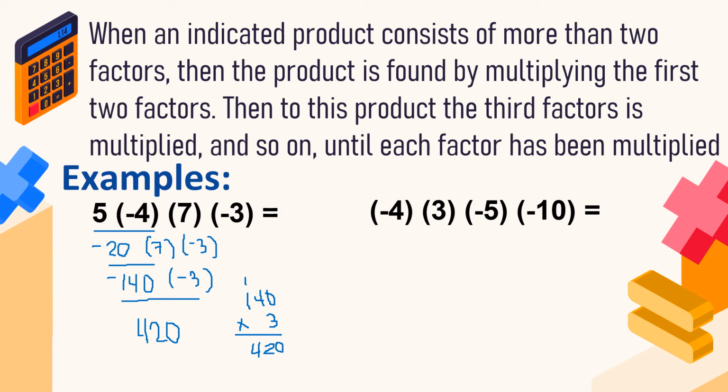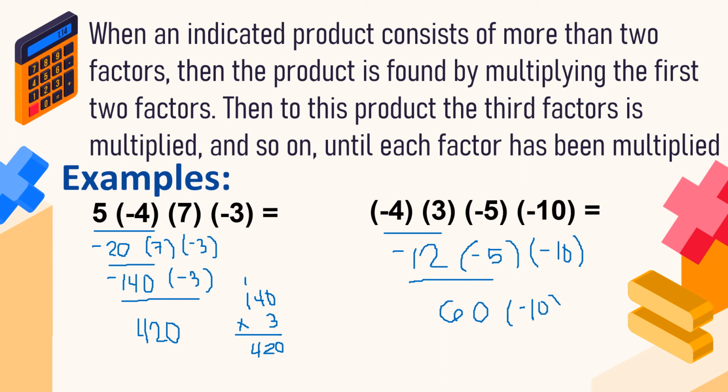Next, negative 4 times 3 times negative 5 times negative 10. So first, negative 4 times 3 will be negative 12. And times negative 5, copy, then negative 10. Then negative 12 times negative 5 will be positive 60. And times negative 10. So 60 times negative 10 will be negative 600.